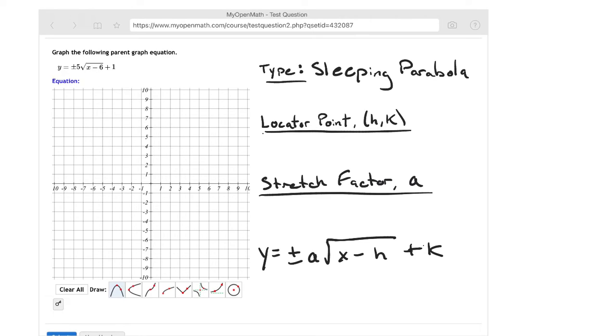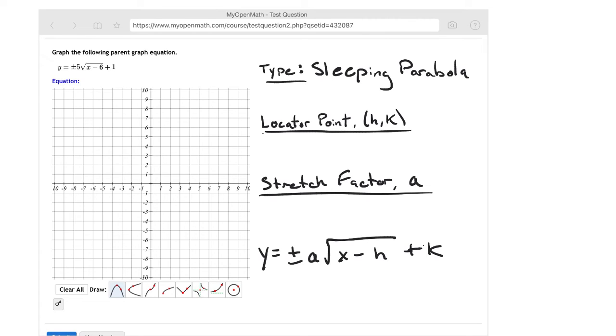In this video we're going to use the graphing tool to help us graph a sleeping parabola. You know it's a sleeping parabola because we see this plus or minus notation out in front. So it's not just a square root symbol, you have a positive and a negative 5 out front. So that is why it's a sleeping parabola.